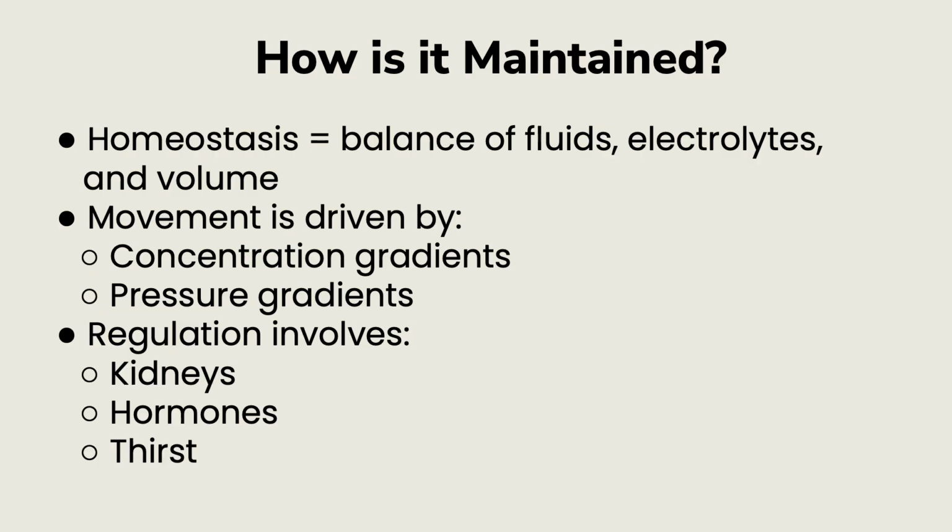Okay, how is this homeostasis maintained? Homeostasis depends on maintaining the balance of fluids, electrolytes, and volume in the body, right? And so fluid movement is driven by concentration gradients and pressure gradients. Water and electrolytes naturally move from areas of higher concentration to lower concentration, while different pressures help push or pull fluid between these compartments because that's how fluids shift and we maintain that stable environment.